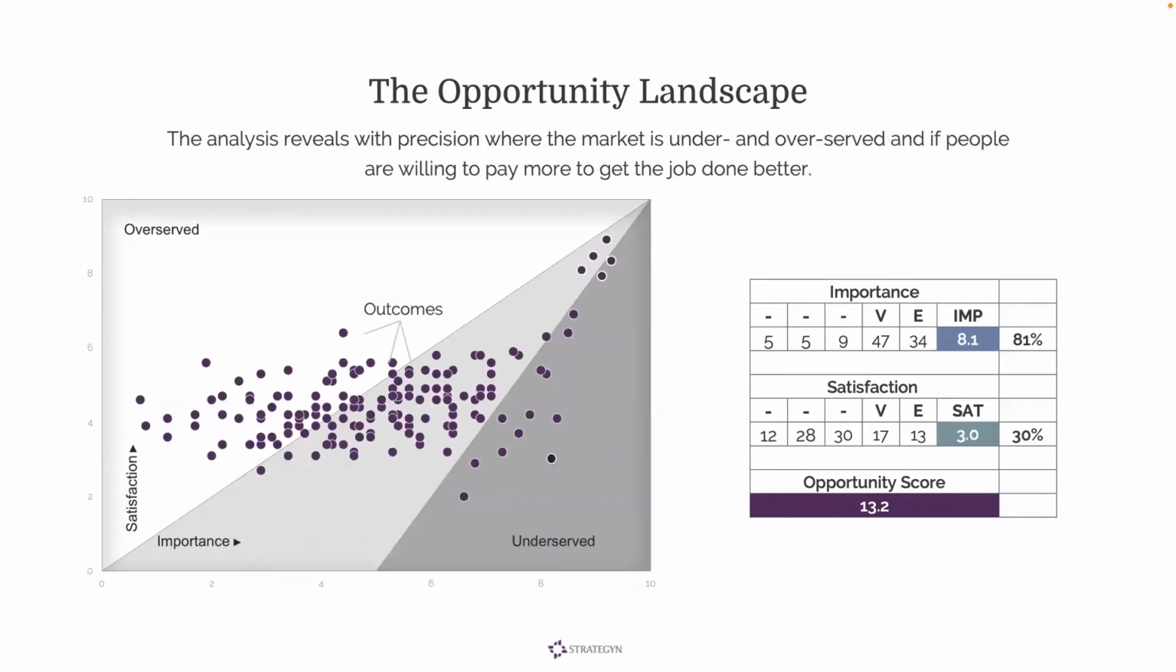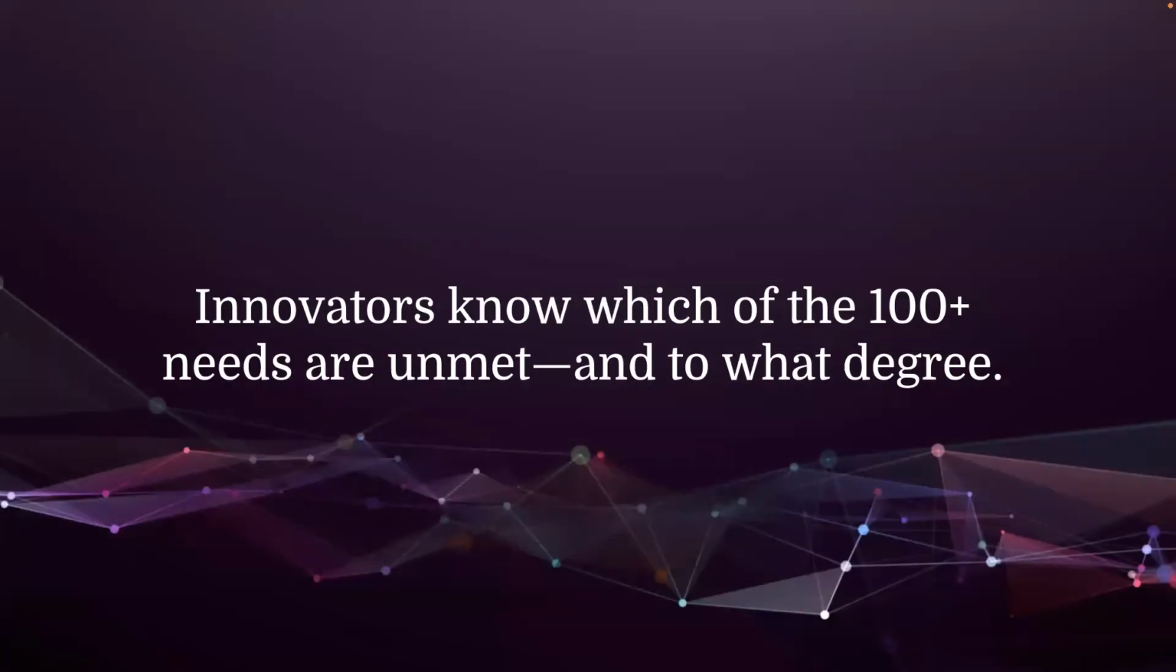So we can plot all these 100+ needs on the graphic and quickly figure out where the market's underserved and where customers may be willing to pay more to get the job done better, and where the market's overserved, where customers may be willing to pay less to get the job done worse. And with these insights, we now have the knowledge as to where to focus to get the job done better and/or more cheaply. The benefit here: innovators know which of the 100+ needs are unmet and to what degree.